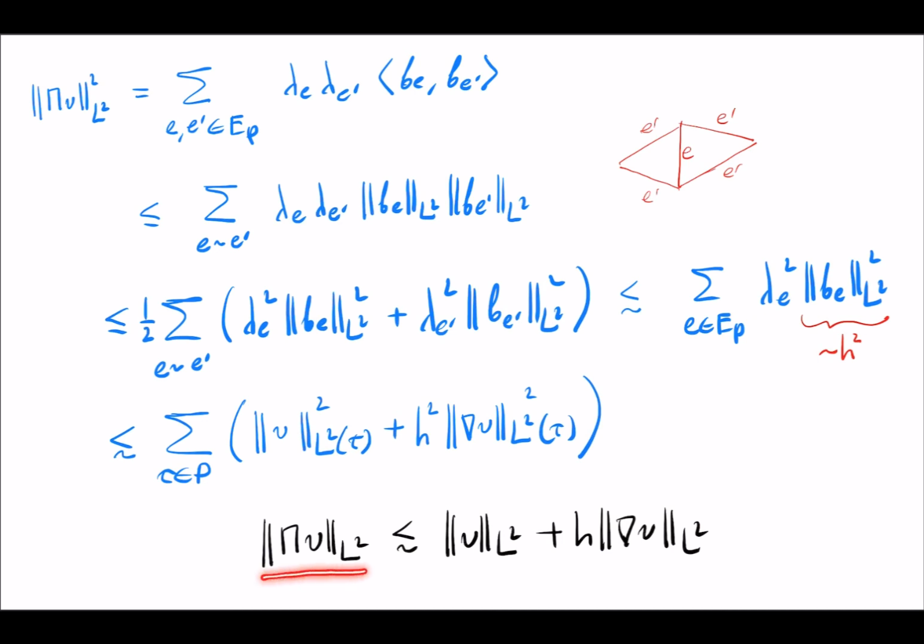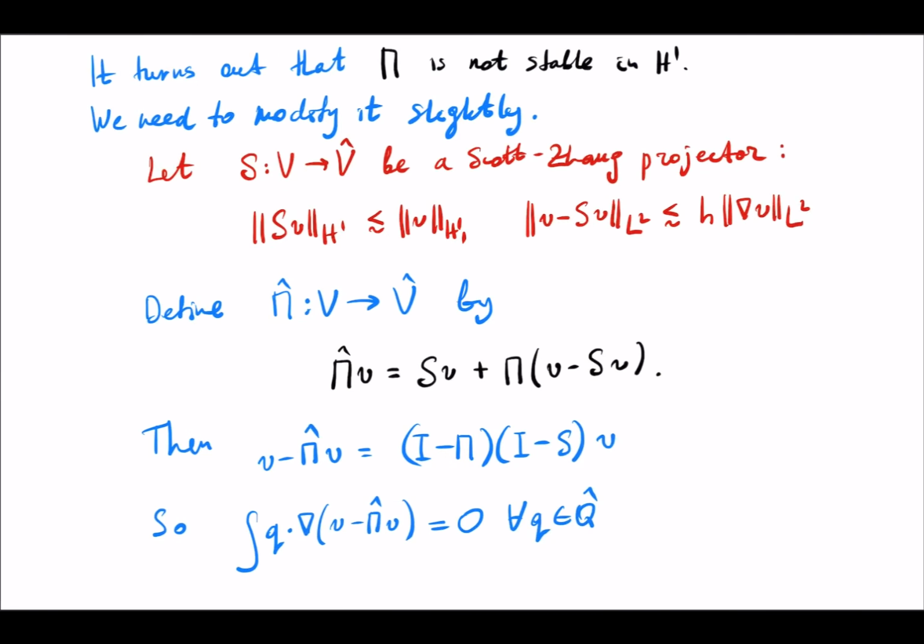So this shows that the L2 part is okay, because on the right-hand side we basically have an H1 norm. But it turns out that this pi is not stable in H1 if you compute the H1 norm. So we're going to modify this operator and get the Fortin operator that we were after. In the modification we will need the Scott-Zhang projector. We don't really need this particular projector, but we just need a projector that satisfies these bounds. And the Scott-Zhang projector is one that satisfies this.